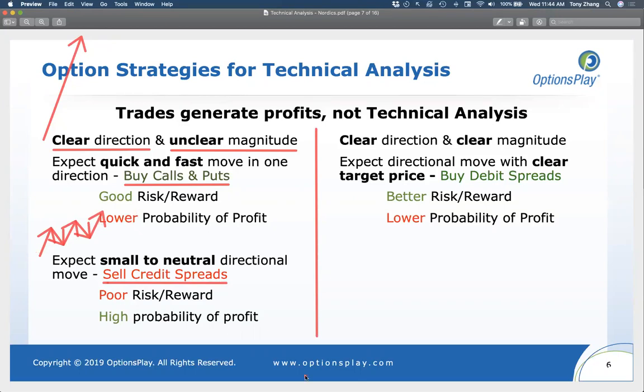And there are benefits to each one of these 2 strategies, but generally speaking, those are the 2 strategies that you would utilize in your trading when you have a strong directional view, but not a strong view as far as how far the stock's going to move.